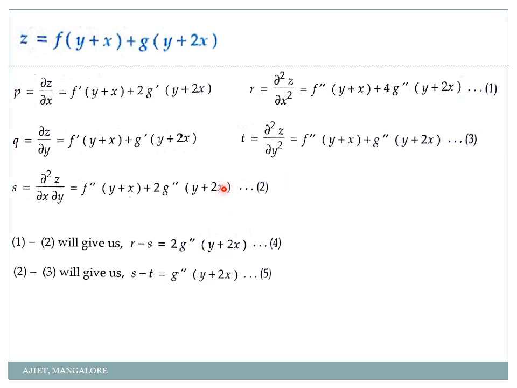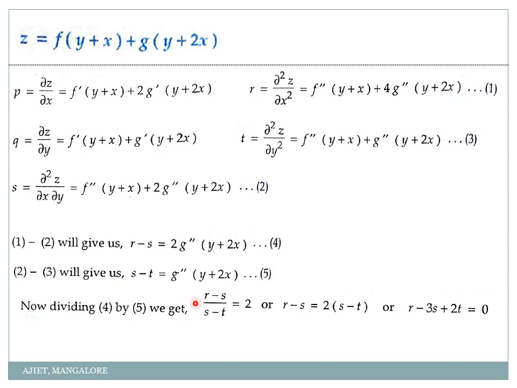Then I'll subtract 2 and 3. So when I do that, what will happen? 2 minus 3 or s minus t is equal to, again f'' will get cancelled. 2 minus 1, that is 1 times g''(y+2x). Now what can I do? Can't I multiply this equation 5 with 2 so that the equation will be balanced here? Yes. So then I can divide it.